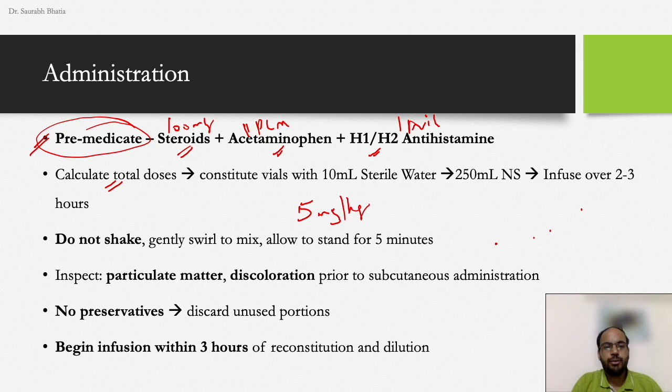Okay, you calculate the dose and you dilute it with 10 ml of sterile water per vial. This is every vial. Then you aspirate that 10 ml and mix it with 250 ml of normal saline to create your infusion. This infusion has to be given over 2 to 3 hours.